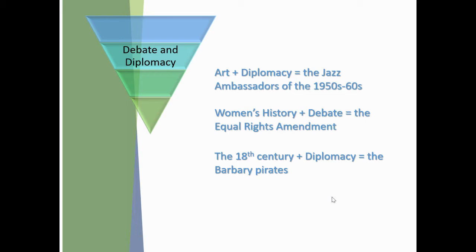So your project can be more focused on a historical debate, for example, but you should still show how diplomacy factored in. And in this case, in these examples, you can see the three broad interests that we've taken out: art, women's history, and the 18th century. And we've combined them with those theme terms to come to something more narrow. So art and diplomacy takes us to the jazz ambassadors of the 1950s and 60s. Women's history plus debate takes us to the Equal Rights Amendment. And the 18th century plus diplomacy takes us to the Barbary Pirates.